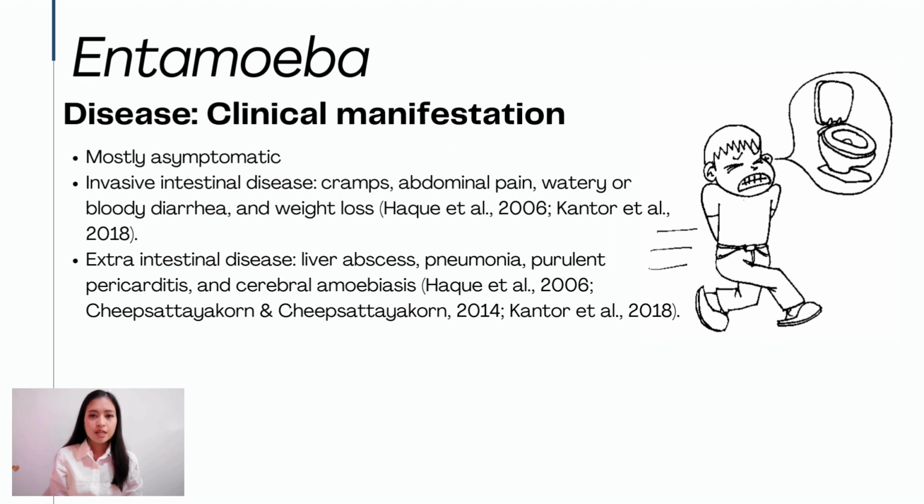Meanwhile, extraintestinal diseases are usually manifested by liver abscesses. However, pleuropulmonary abscess, brain abscess, and necrotic lesions on the perianal skin and genitalia have also been observed. Pneumonia, purulent pericarditis, and even cerebral amoebiasis have also been described.